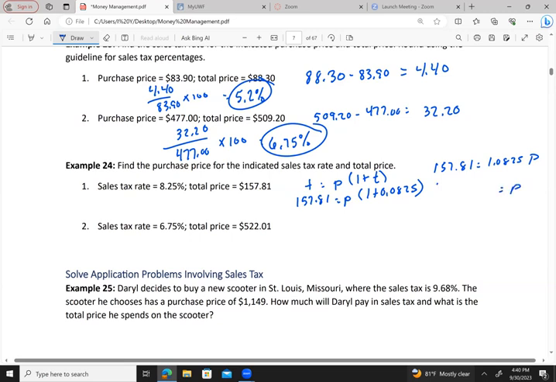Purchase price is 157.81 divided by 1.0825. 157.81 divided by 1.0825, and that gives me a purchase price of 145.78.